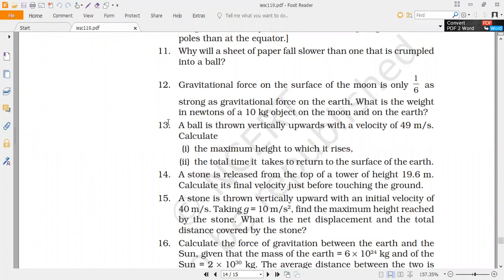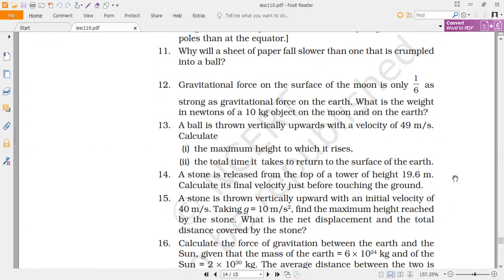Kaushik, at least can you read the question? I will be happy. Yes, sir. Now you are answering. A ball is thrown vertically upwards with a velocity of 49 meters per second. Calculate the maximum height to which it rises, and the total time taken to return to the surface of the earth.